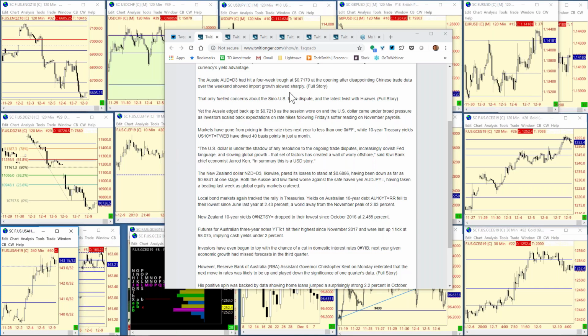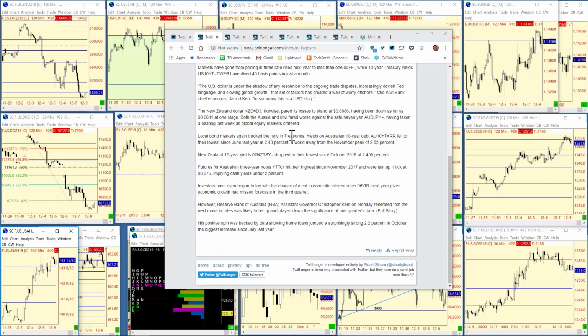Local bond markets again tracked the rallying treasuries. Yields on Australian 10-year debt fell to their lowest level since June at 2.43, a world away from the November peak of 2.83. New Zealand yields dropped to their lowest since October of 2016. Investors are beginning to toy with the chance of a cut in domestic interest rates next year, given economic growth had missed forecasts in the third quarter. However, the Reserve Bank of Australia Assistant Governor Christopher Kent on Monday reiterated that the next move in rates was likely to be up and played down the significance of one quarter's data. His positive spin was backed by data showing home loans jumped a surprisingly strong 2.2% in October, the biggest increase since July of last year.